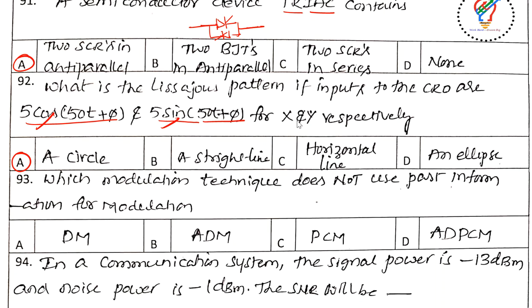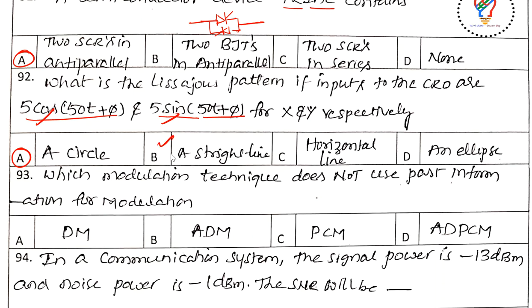In my previous video also I discussed the same question. There I have considered v sin omega t minus v sin omega t. So these two will cancel each other and they will make a straight line. Okay, so that is an answer. So for this question, circle is the answer.